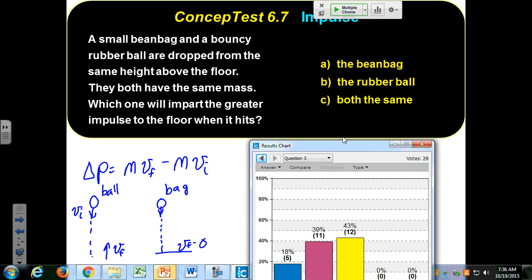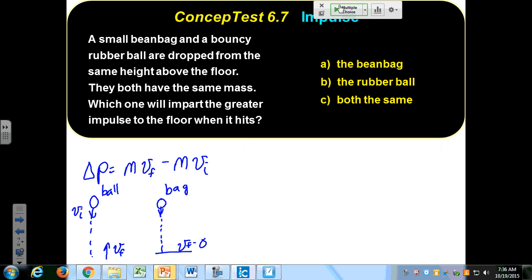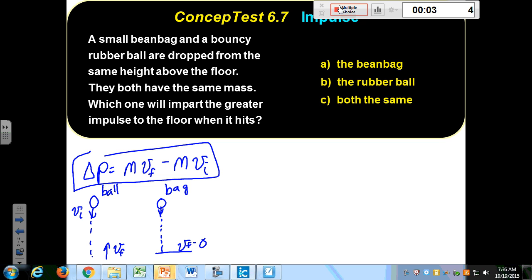So let's try this again. We're sort of all over the board. Which one of these has the larger change in momentum, the ball or the bag? The ball goes down and bounces back up. The bag drops down and just stops, the beanbag.